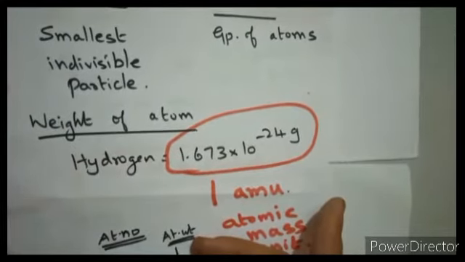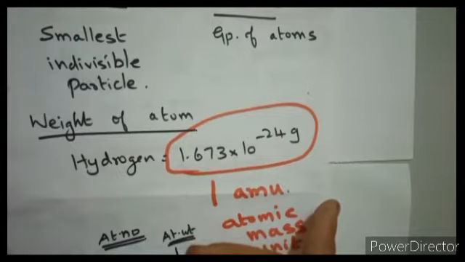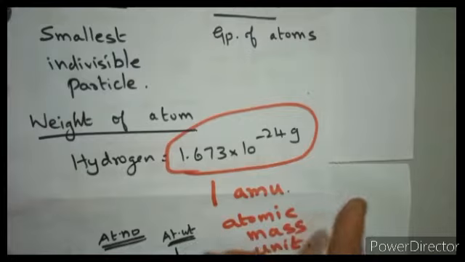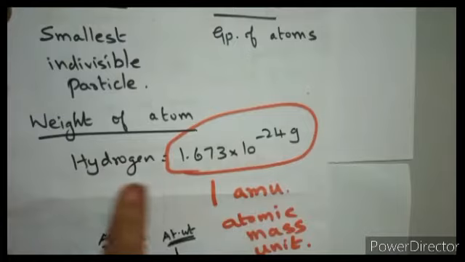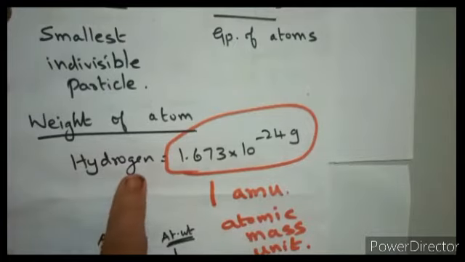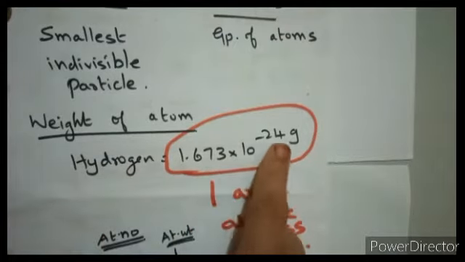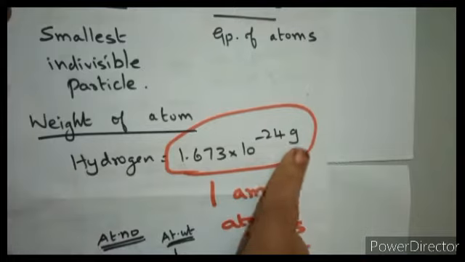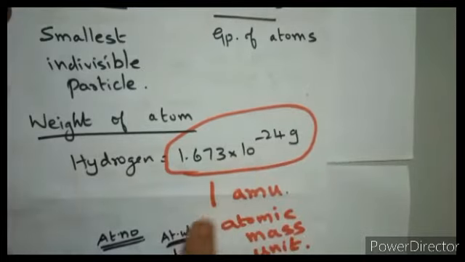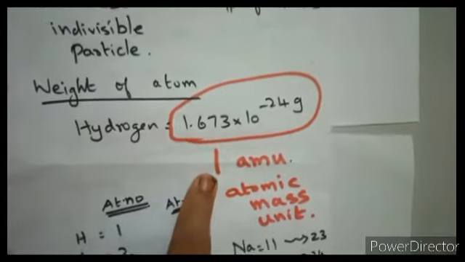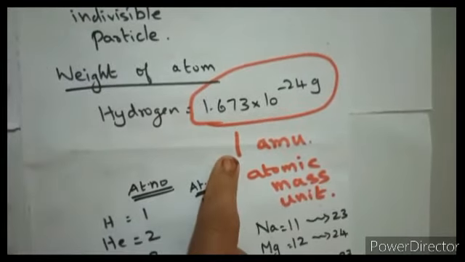In the same way, to express the weights of a tiny atom, which is so small, invisible, indivisible, we use a concept called the atomic mass unit. According to this, the weight of the tiny atom hydrogen is 1.673 into 10 power minus 24 grams. This value is rounded to 1 for our convenience. And the weight of any atom is expressed relative to the weight of the atom of hydrogen.